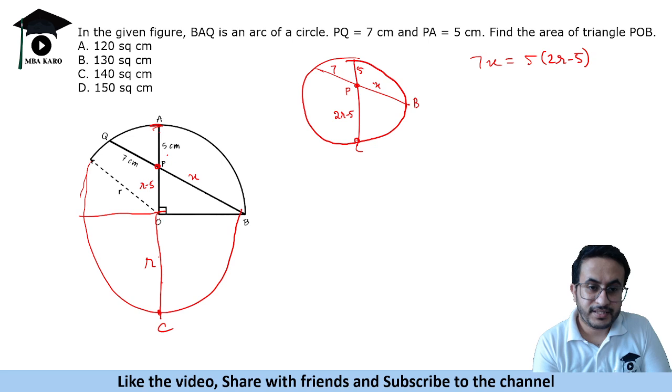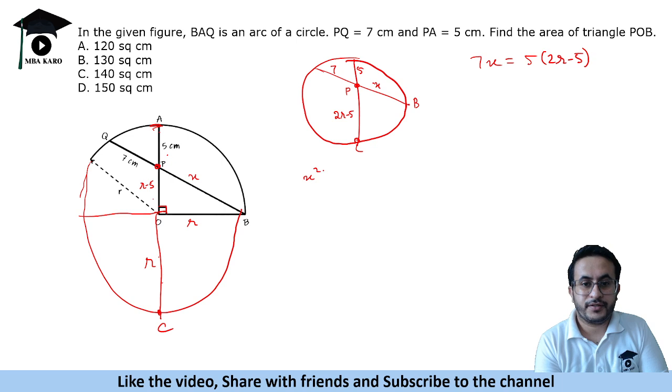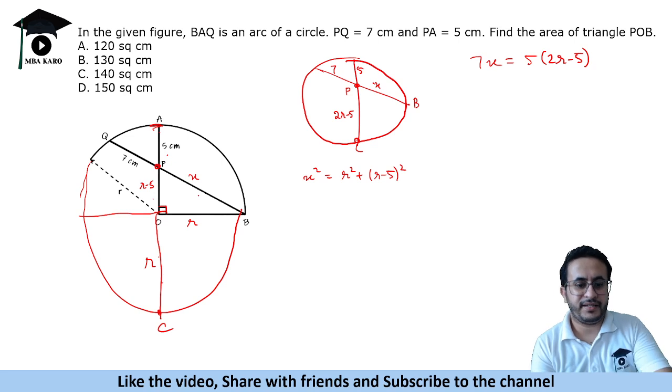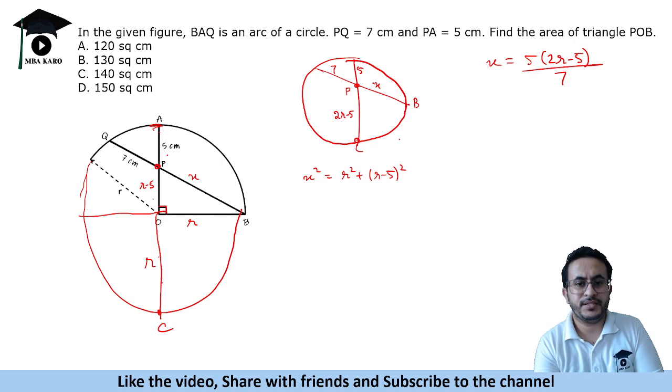Now this is a right angle triangle, this is r minus 5, this is r, so x square will be equal to r square plus (r minus 5) whole square. Okay, now see, the x variable is redundant for us, we need to eliminate it, right? So instead of this, we can put x as this. So now put this in this equation.